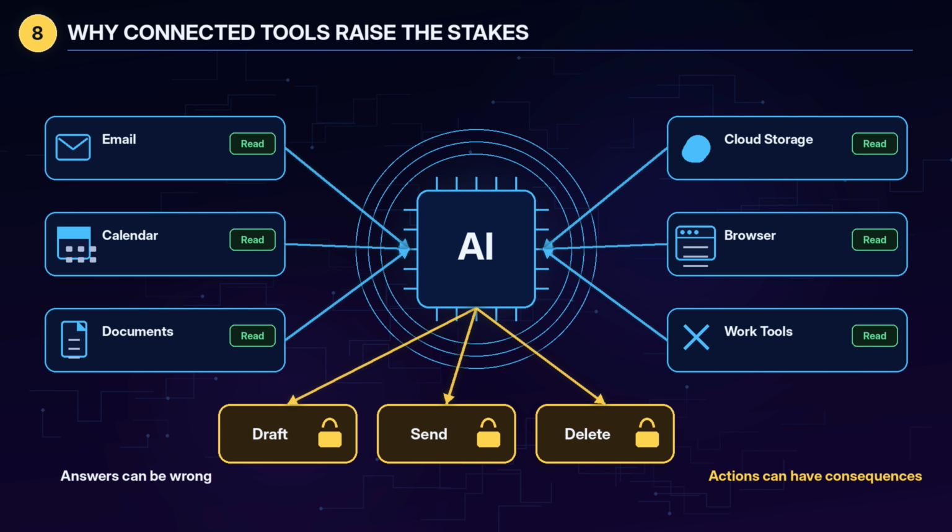If an AI can only produce text, an injection may lead to a misleading or incorrect response. That still matters. But the consequences can grow when the AI is connected to tools: email, documents, calendars, cloud storage, web browsers, or workplace applications. Reading an untrusted instruction is one problem. Acting on it is a bigger one. An AI answer can be wrong. An AI action can have consequences. That is why permissions and human approval matter so much as AI systems become more capable.